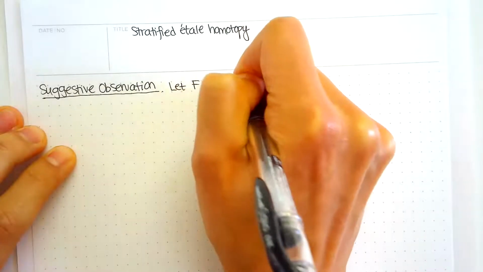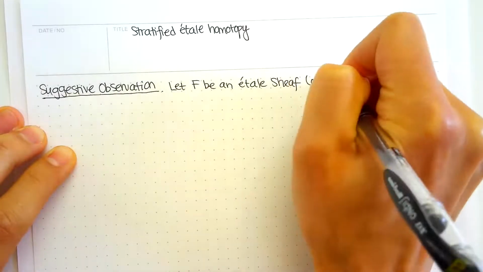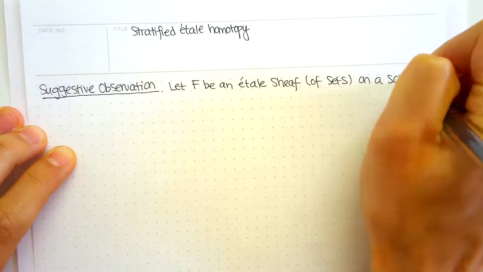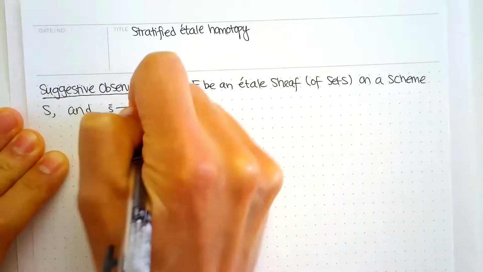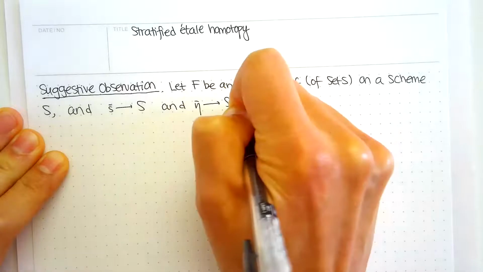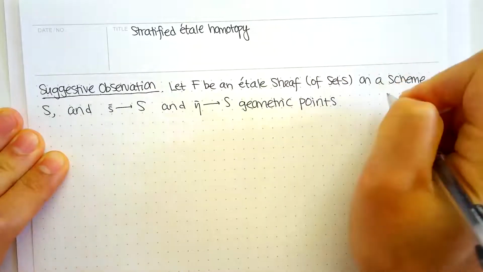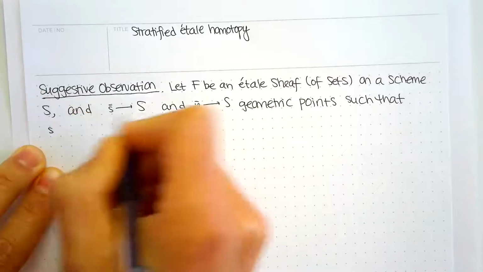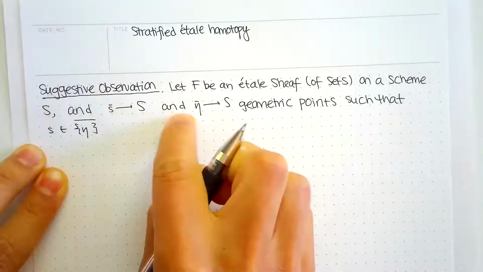So first, let me recall something. Let F be an Étale sheaf, let's just say of sets, it doesn't really matter, on a scheme S. And let's choose two geometric points, S bar and eta bar, such that the point S, so the image that this picks out, is in the closure of the underlying point of the scheme that eta bar picks out.